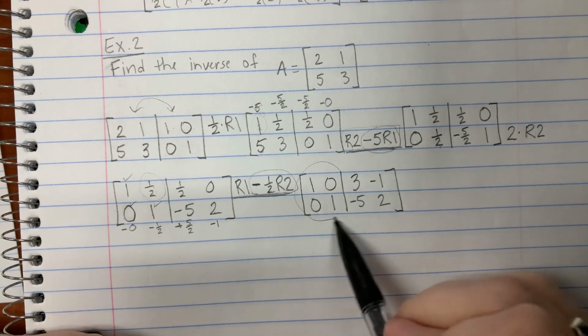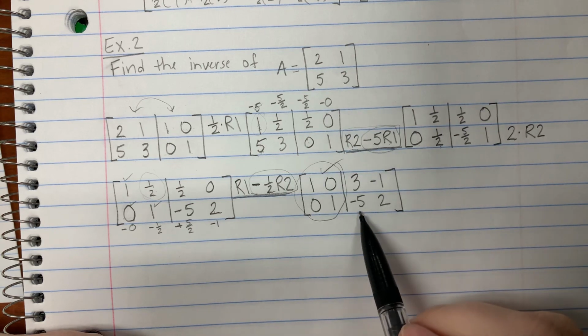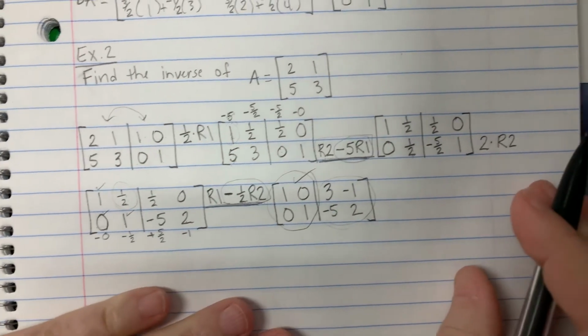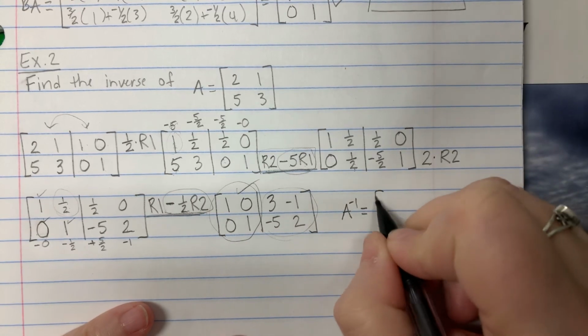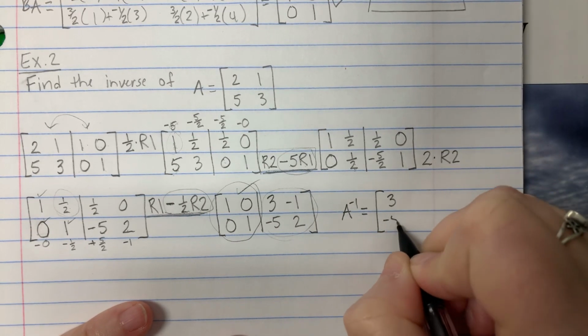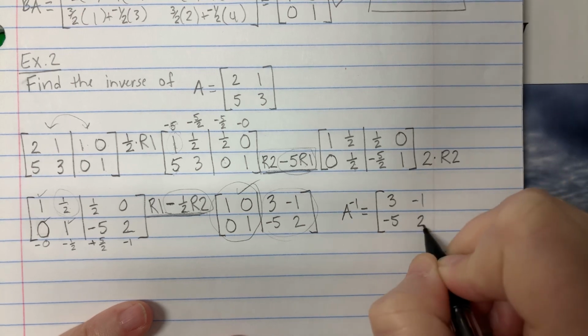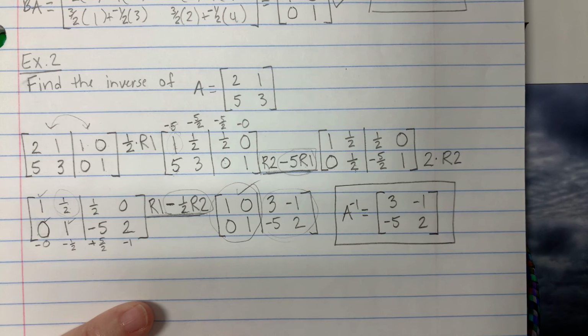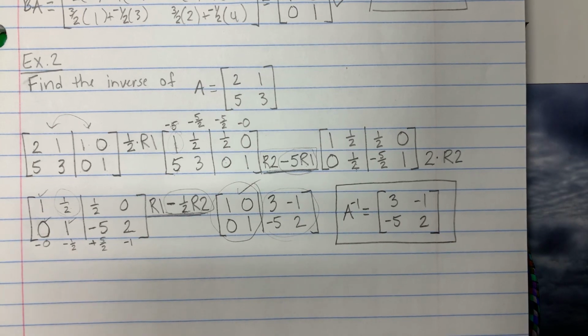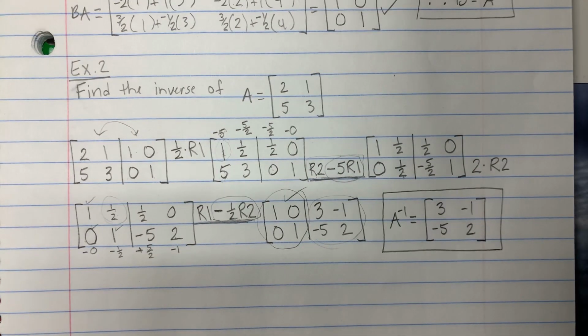Now this side is good to go. So that means this side is my inverse. So the inverse of A is this matrix. 3, -5, -1, 2, depending on how you write it. Okay, and then I'll do a separate video for a bigger matrix, a 3 by 3.